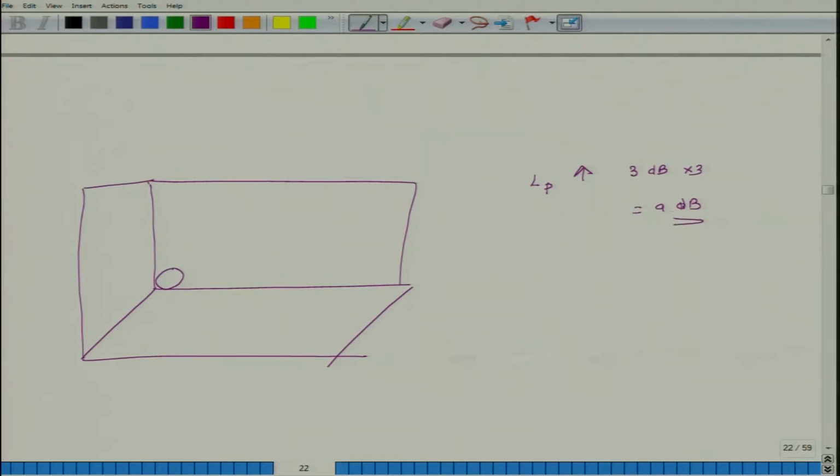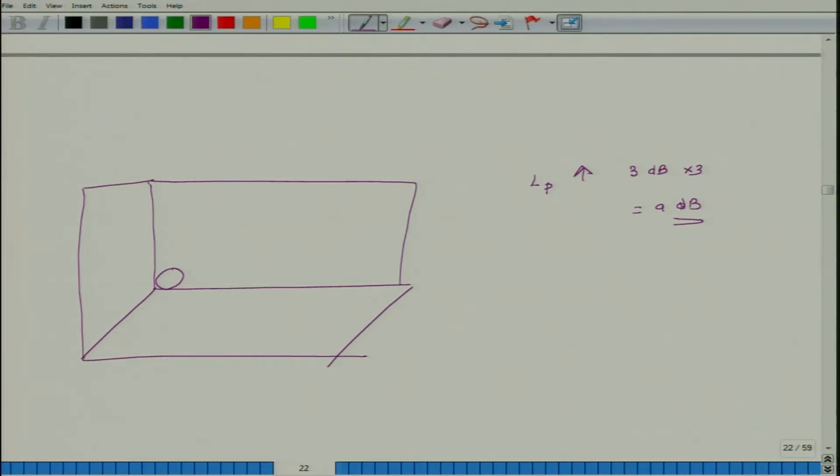What would be the physical situation? You have one reflecting surface, which is this ground, and another reflecting surface, which is a vertical wall. The third reflecting surface is perpendicular to it, and your sphere or the source is located at the intersection of all these 3 things.